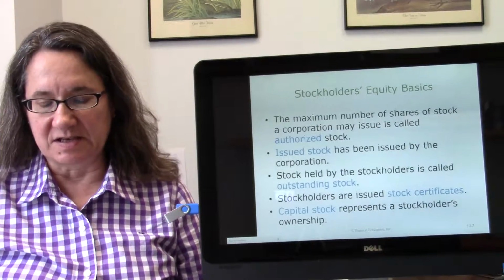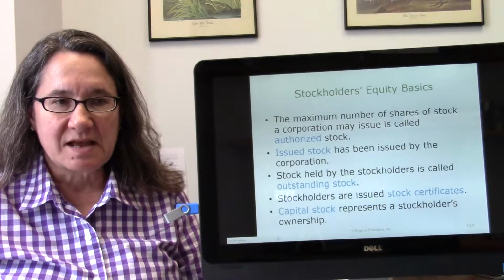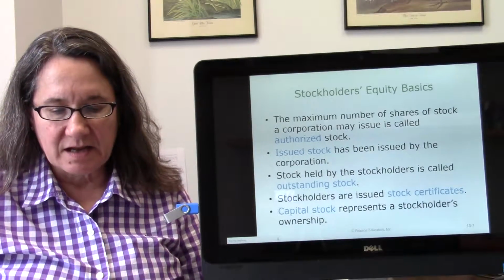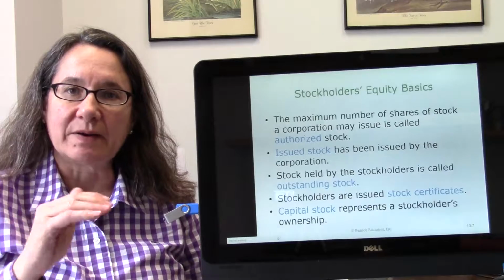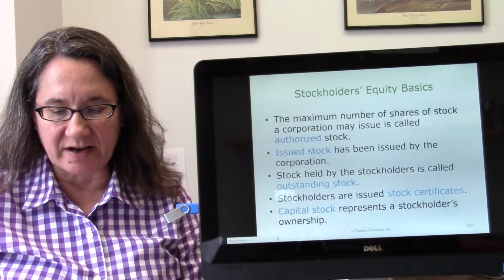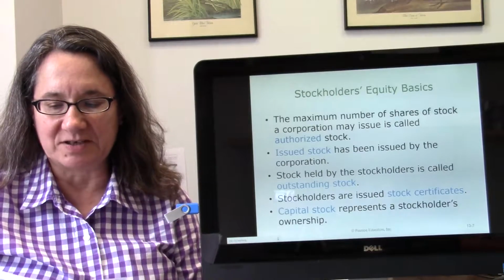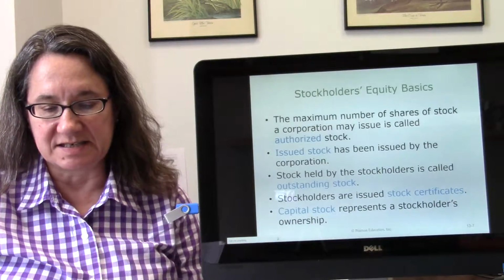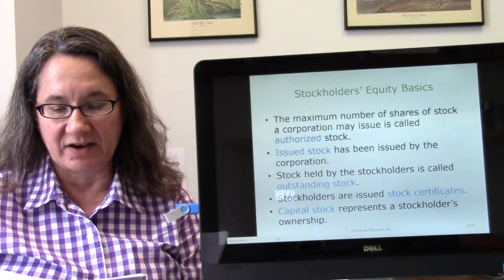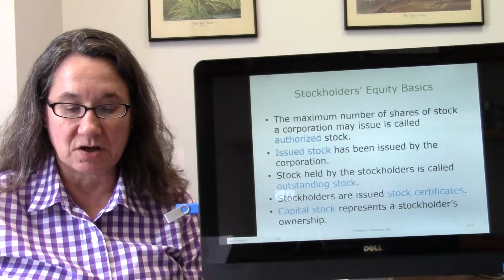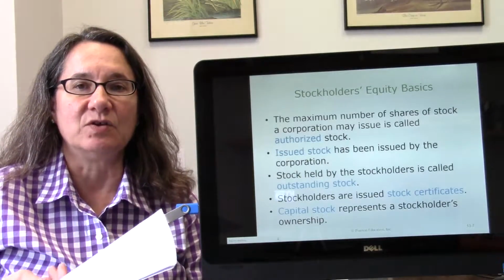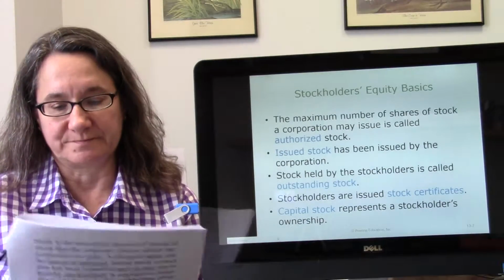Stockholders' equity basics. If we have a corporation and people buy stock in it or own stock in it, then they have equity in the company. We call that stockholders' equity. A corporation is created by filing a certificate of formation with a state. The state authorizes the business to be organized as a corporation and grants the entity a charter or articles of incorporation. So you go to the state and they give you permission to be a corporation.